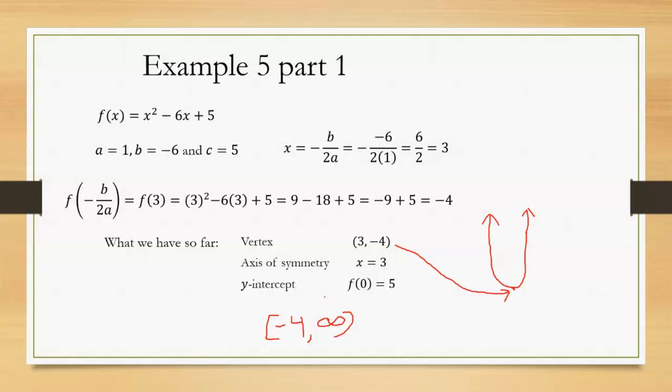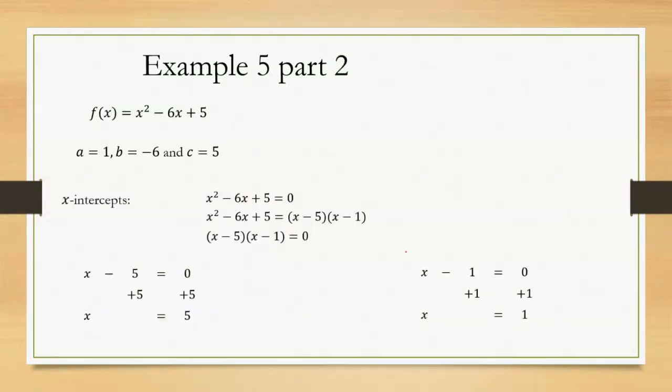Again, notice I put a square bracket next to negative 4, right? That's included because that's a function value, but I put an open parenthesis next to infinity. So that's what we get here. But again, what else do we need? To really get a good graph in the Cartesian plane, we also need the x-intercepts. So again, this one I factored. You could use the quadratic formula. It's still good to factor though.